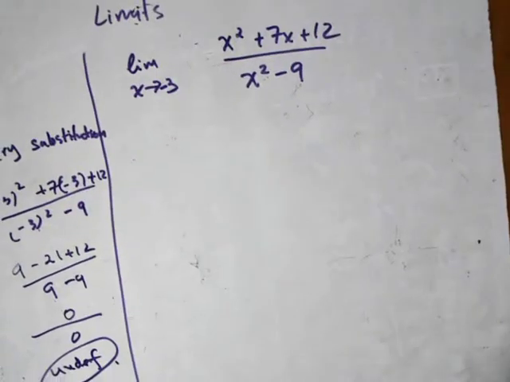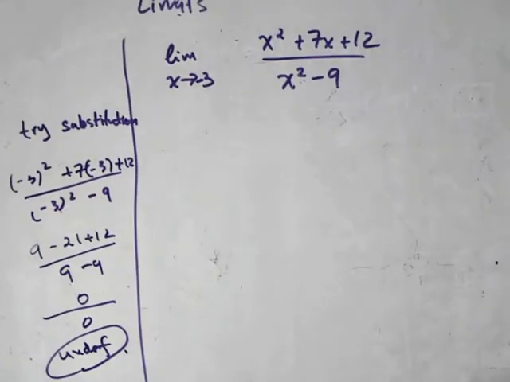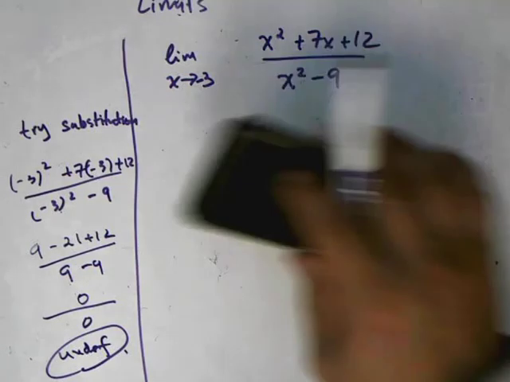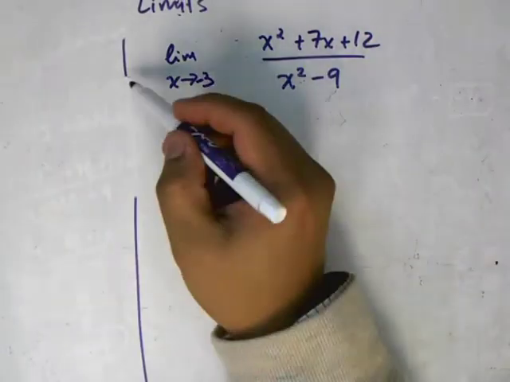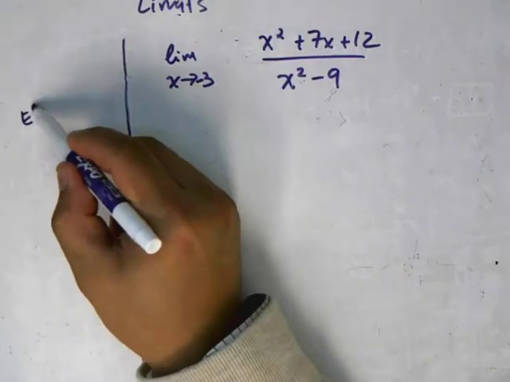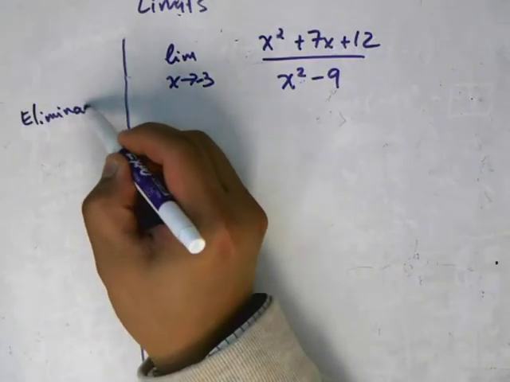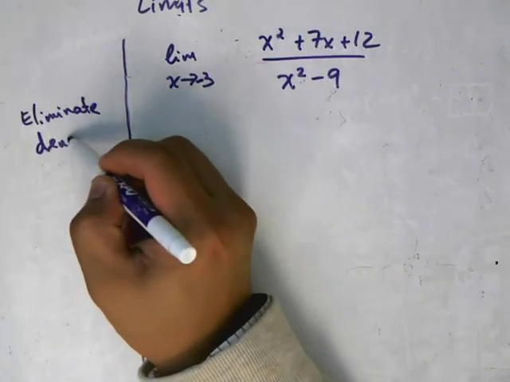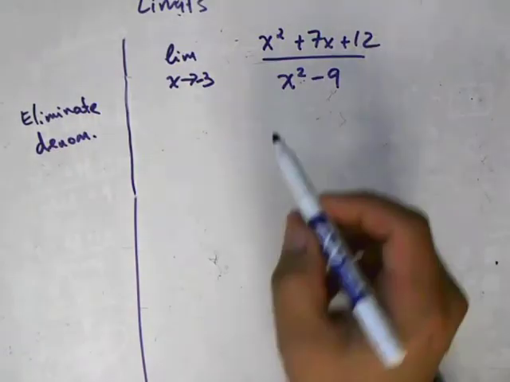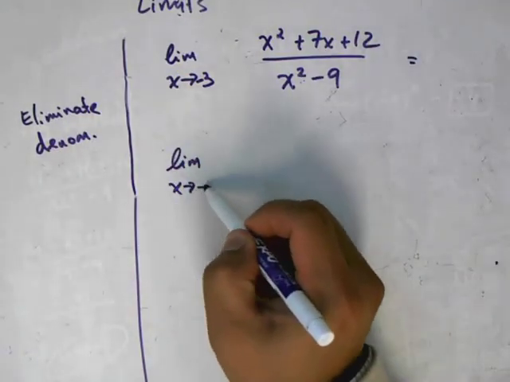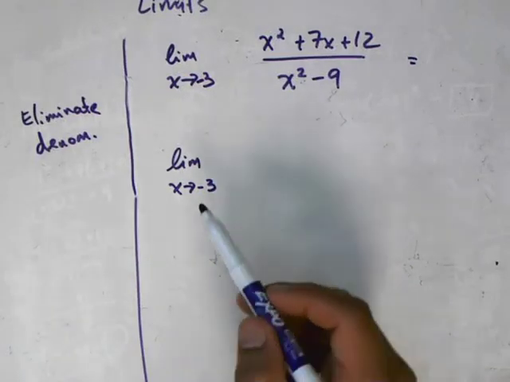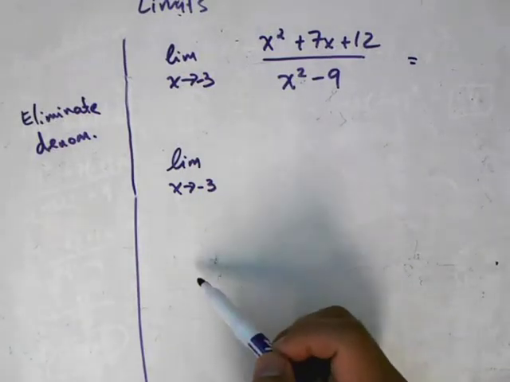And so this is a big issue. Substitution does not work. So what we're going to have to do here is try to somehow eliminate the denominator. And I'm going to say that this whole thing is equal to the limit as x approaches negative 3, and we have to write the limit at each single stage in here.